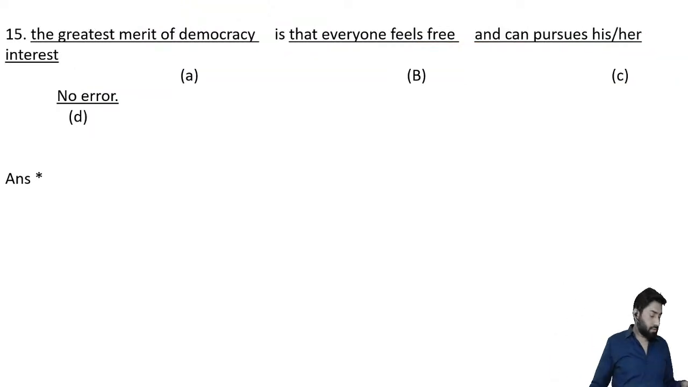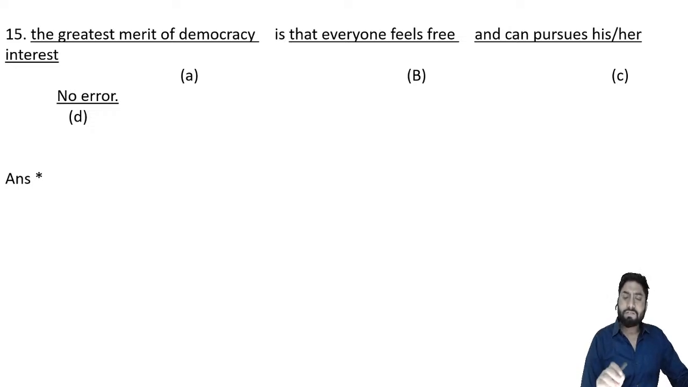Question 15. The greatest merit of democracy is that everyone feels free and can pursue his or her interest. The greatest merit of democracy is that everyone feels, very good, right, free and can pursue.